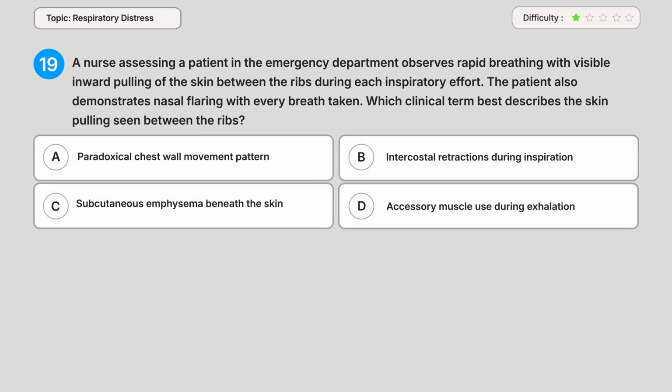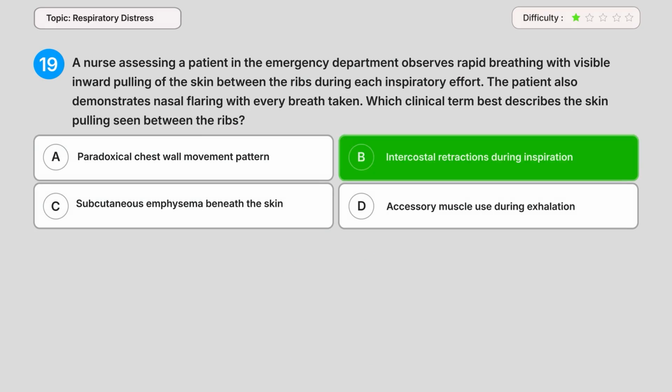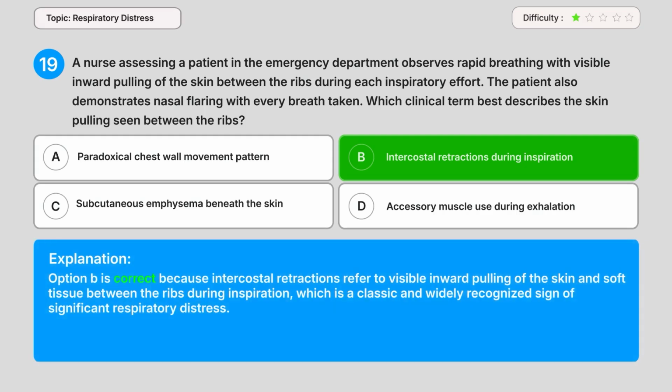Correct answer: B. Intercostal retractions during inspiration. Explanation: Option B is correct because intercostal retractions refer to visible inward pulling of the skin and soft tissue between the ribs during inspiration, which is a classic and widely recognized sign of significant respiratory distress.